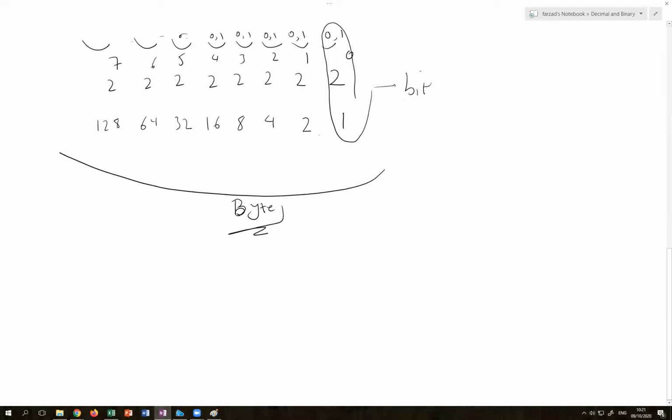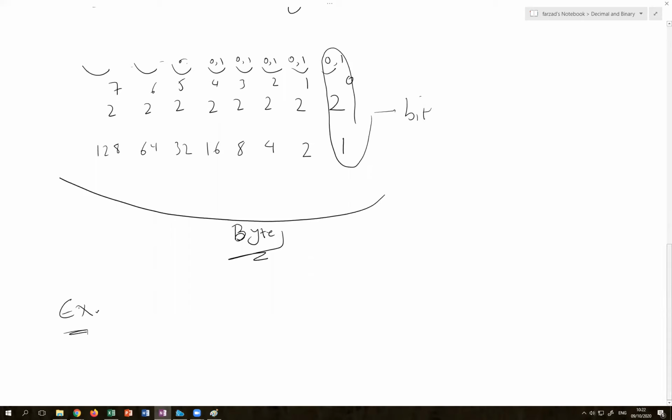Each place can have two numbers, 0 and 1. But when you put it in this order in a byte, the first one is 2 to the power 0, 2 to the power 1, 2 to the power 2, 2 to the power 3, till 2 to the power 7. And these are the values. So the question: how can we convert a number from decimal to binary? Let me give you an example here.